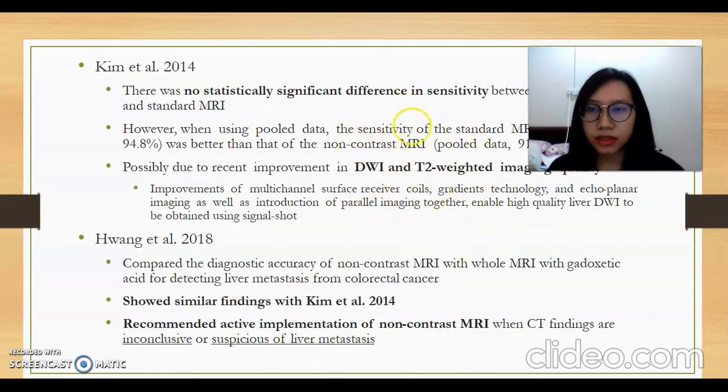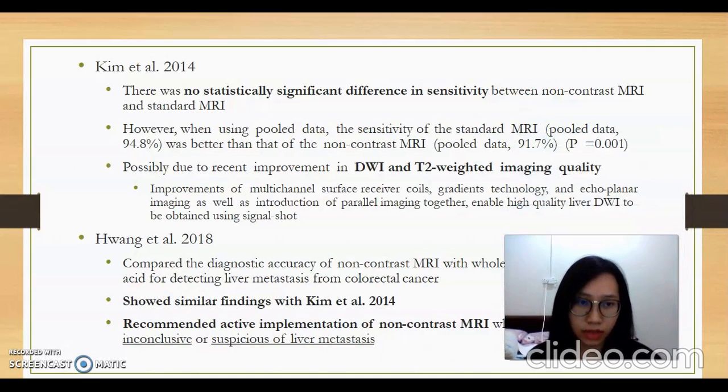From other studies, for example from Kim et al., it has been found that there is no significant difference in sensitivity between non-contrast MRI and standard MRI. If we use pooled data for sensitivity, MRI that has contrast, which is the standard MRI, will still have better sensitivity, but it is only a difference of 3% between the contrast and non-contrast MRI. This is possibly due to recent improvement in DWI and T2 weighted imaging quality, as I mentioned earlier from the study by Han et al.